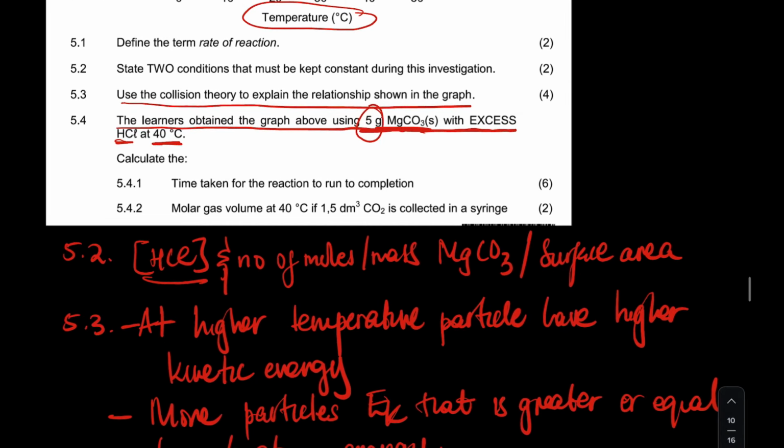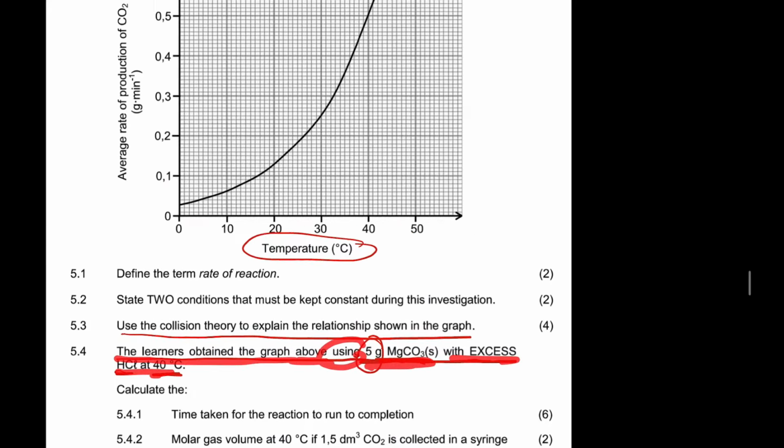It's very important to understand the question. The learner obtained the graph using the 5 gram of magnesium carbonate with an excess of hydrochloric acid at 40 degrees. So let's look at 40 degrees. What was the rate there? The rate there is 0.5. That's very important, so we're going to use that.